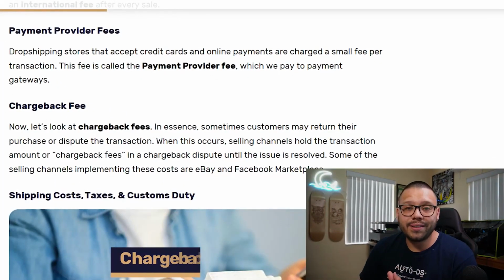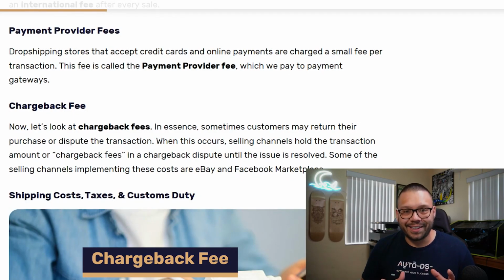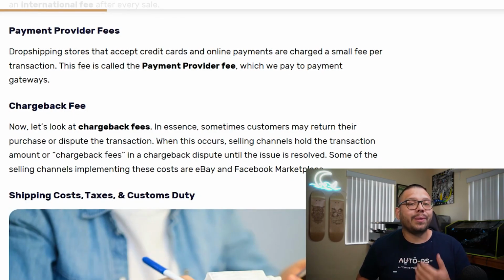Next up, we've got chargeback fees, and chargeback fees suck because a lot of the time a chargeback is going to happen whenever a customer complains to their bank and says, I never received my item. Then that's going to cause a chargeback. So on top of getting charged that chargeback fee, you're also going to have to end up refunding your customer for whatever product it is that they didn't receive.